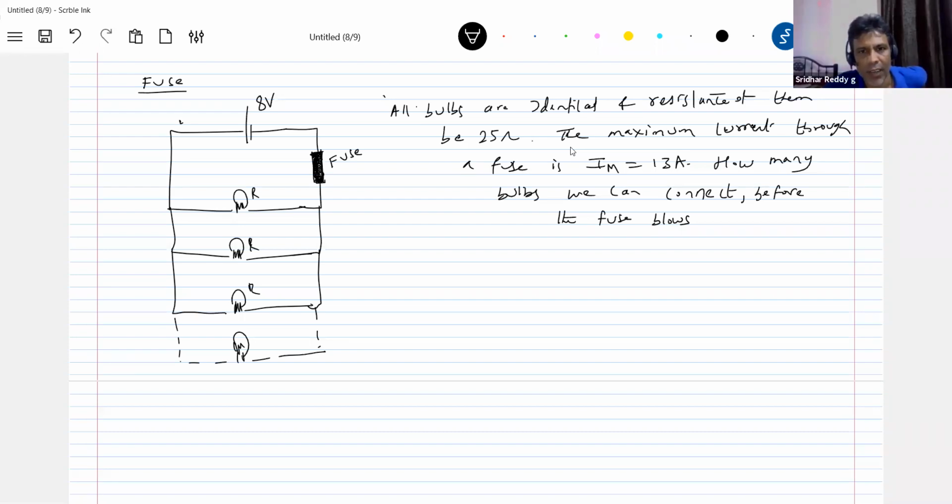Now, what is the fuse? A wire. If the current through a fuse is more than the maximum permitted current, the fuse will burn out. Burn out means what will it become? It will become open circuit. So I'll put a condition.